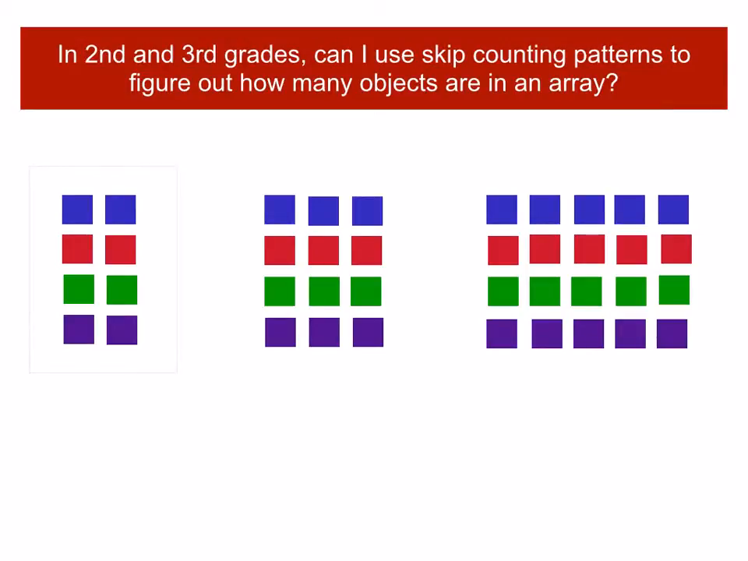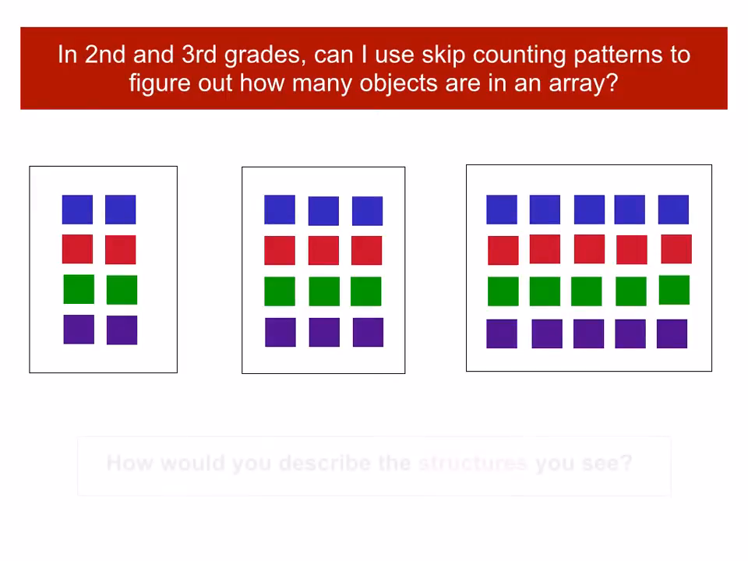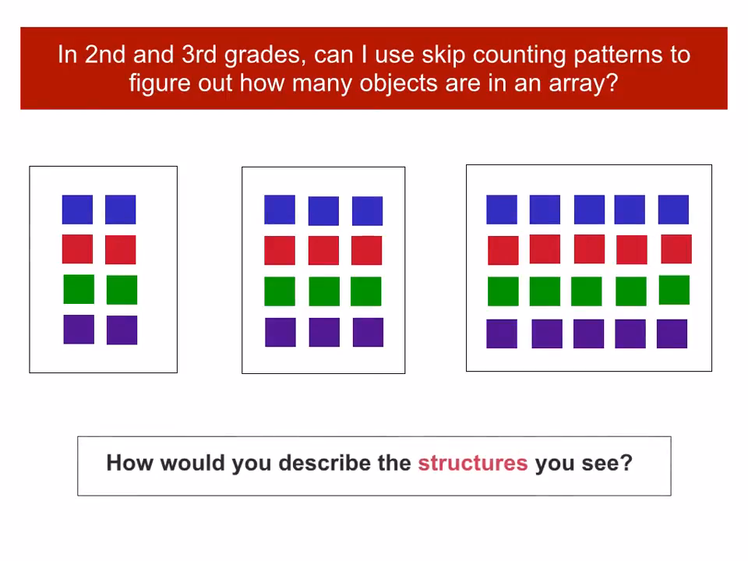In second and third grades, can I use skip counting patterns to figure out how many objects are in an array? So now I'm looking at these pictures, trying to figure out how they work. How would you describe the structures you see in these pictures?